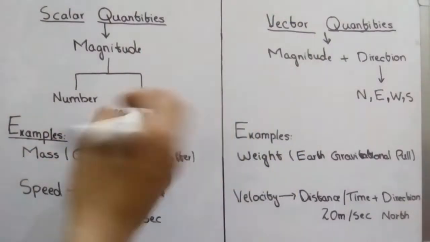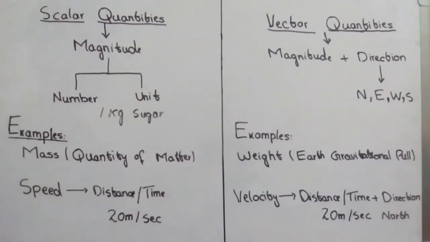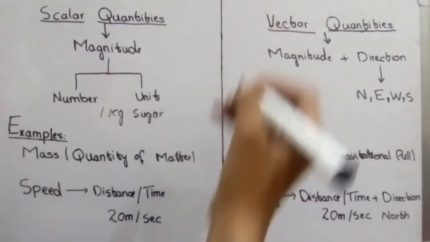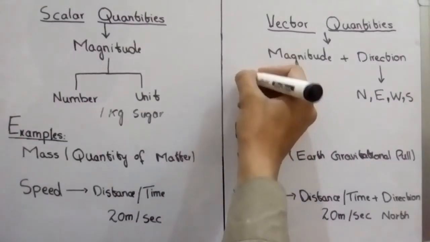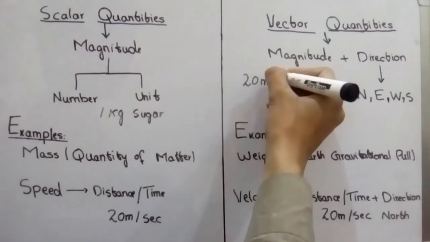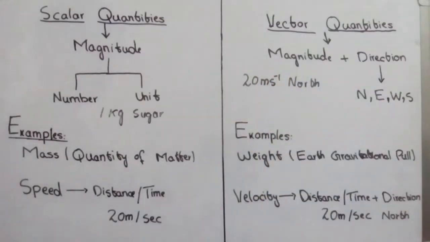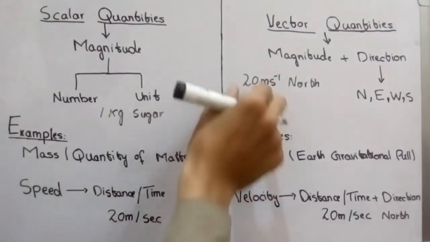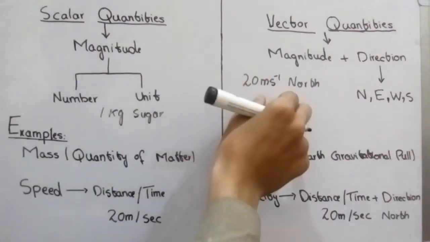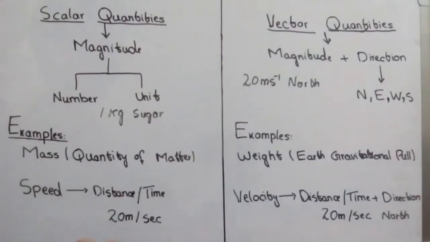Magnitude is a number with a unit and direction is any direction, for example north, south, east, west. For example, we have 20 meter per second north. 20 meter per second north. 20 is a number, meter per second is a unit and north is a direction.